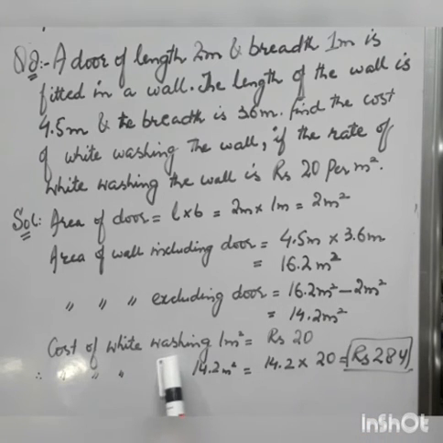Now cost of whitewashing 1 meter square is rupees 20. 1 मीटर स्क्वायर को वाइट वॉश करने का 20 रुपया लगता है. The cost of whitewashing 14.2 meter square is equal to 14.2 multiplied by 20, and that is rupees 284.